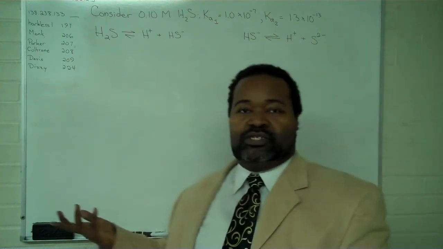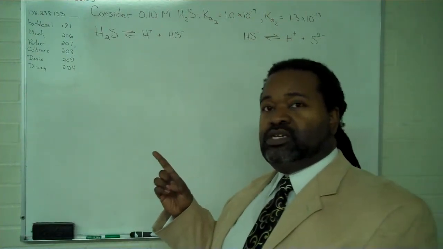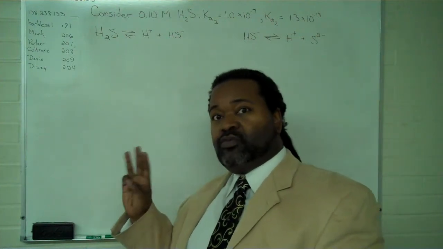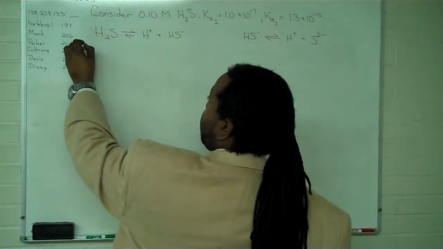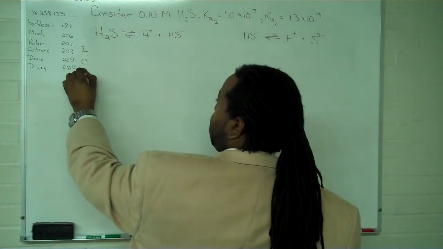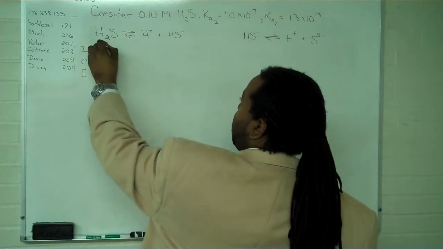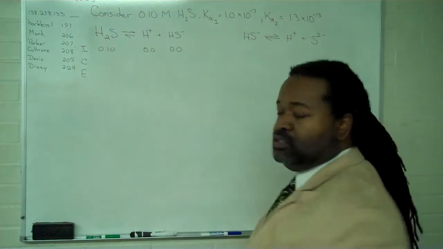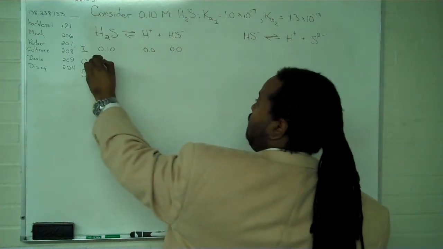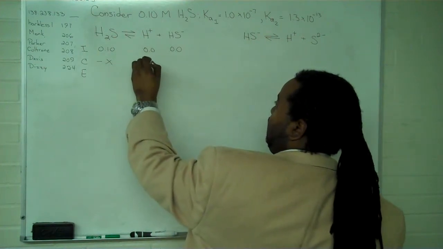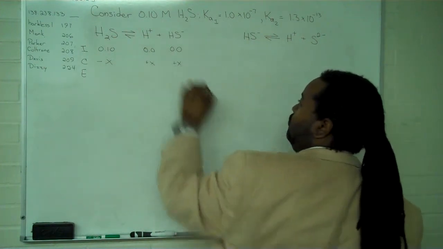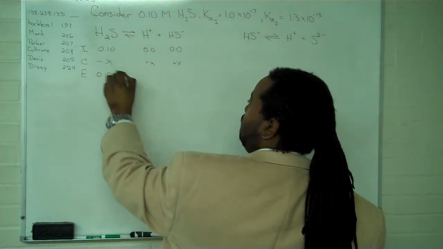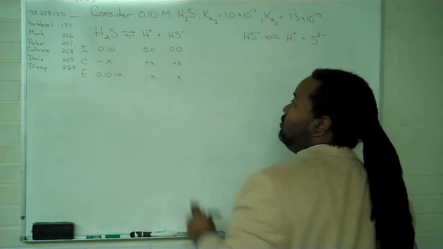In both cases we're going to use an ICE table, I for the initial concentrations, C for the change in concentrations, and E for the concentrations at equilibrium. So, initial, change, and equilibrium. We have that we start out at 0.10 molar. We have no ions to begin with. Everything is 1 to 1, so our change is minus X on the reactant and plus X on both products. So finally at equilibrium we add up these two to get the amounts that we have.